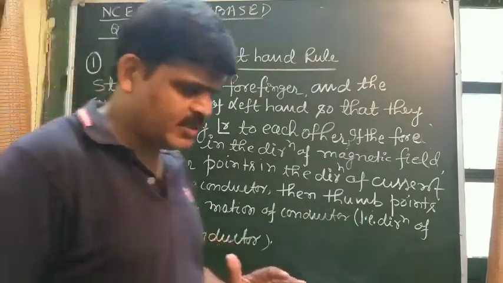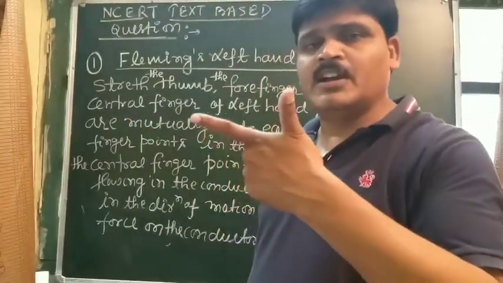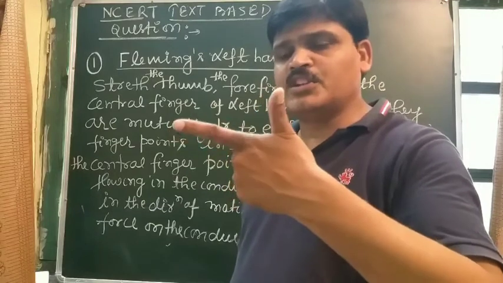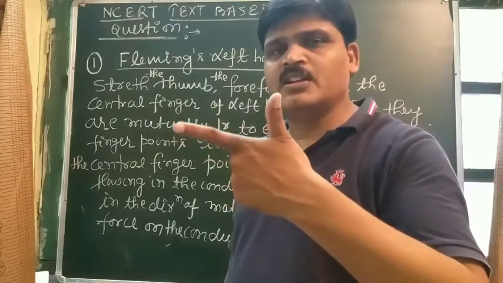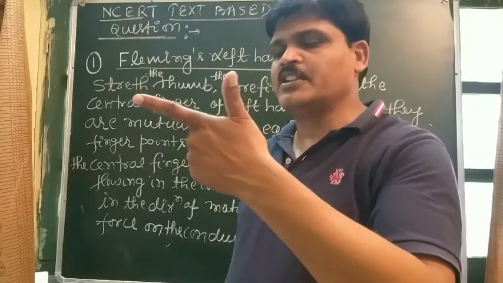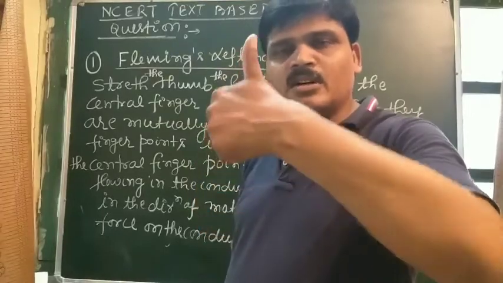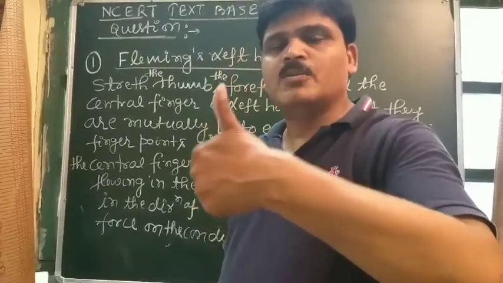So in a general way we can say that if we stretch the first three fingers of our left hand which are mutually perpendicular to each other, then the forefinger points in the direction of the magnetic field, the central finger points in the direction of flow of current in a conductor, and then the thumb will point in the direction of the force acting on the current carrying conductor.